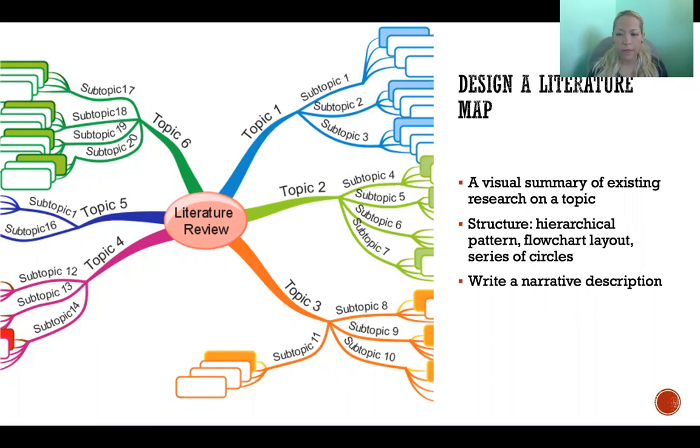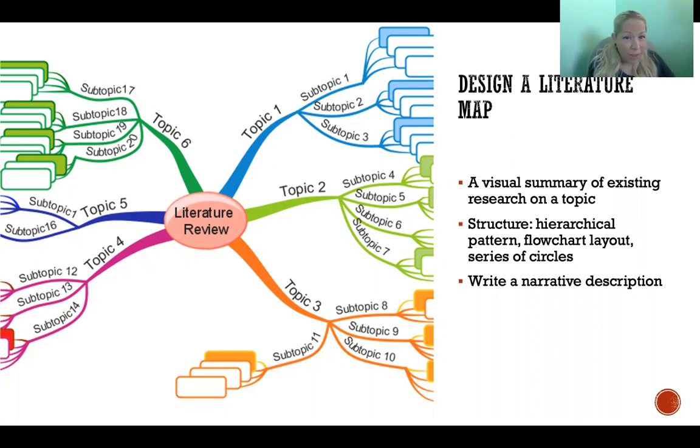So a literature map is a visual summary of existing research on a topic. Now there's so many ways that you can do this. So I recommend just doing it in whatever way makes sense in your own head. You don't need to conform this into somebody else's kind of template of how to do this. Do it in a way that makes sense. So I put in the picture here, this is just an example of one version of a literature map. You could do it in a hierarchical pattern, so like where you're starting at the top and branching down into smaller and smaller topics. You could do a flow chart, you could do bubbles, you could do so many different things.